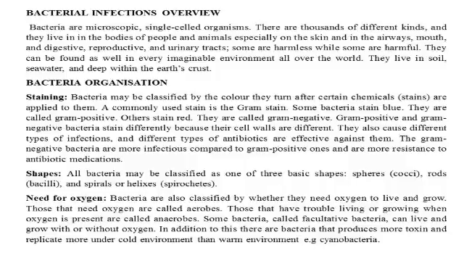Now there are also those that are classified based on their oxygen requirement. Bacteria are classified by whether they need oxygen to live and grow. Those that need oxygen are called aerobes. Those that have trouble living or growing when oxygen is present are called anaerobes. That is, in the absence of oxygen, they grow. Some bacteria are called facultative bacteria. They can live and grow with or without oxygen. In addition to this, there are bacteria that produce more toxin and replicate more under a cold environment than a warm environment, e.g.